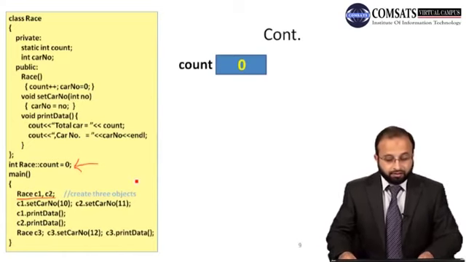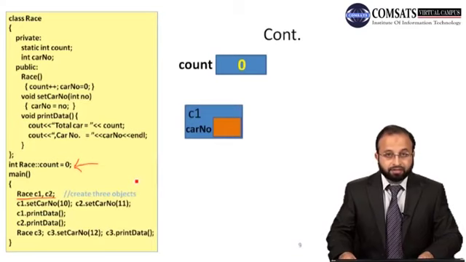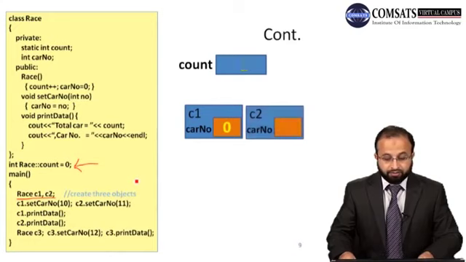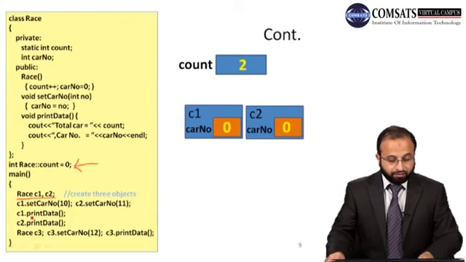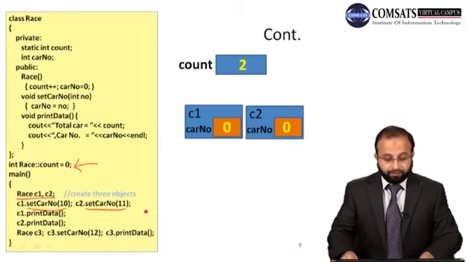This means that first the memory is allocated for C1, then it increments the count, it becomes 1, and then it assigns 0 to car number, right? And same is the case with C2. It increments the count and then assigns 0 to car number. And then we are setting the value of these two objects, that is C1 and C2, with 10 and 11. So the car number becomes 10, and for C2 car number becomes 11.